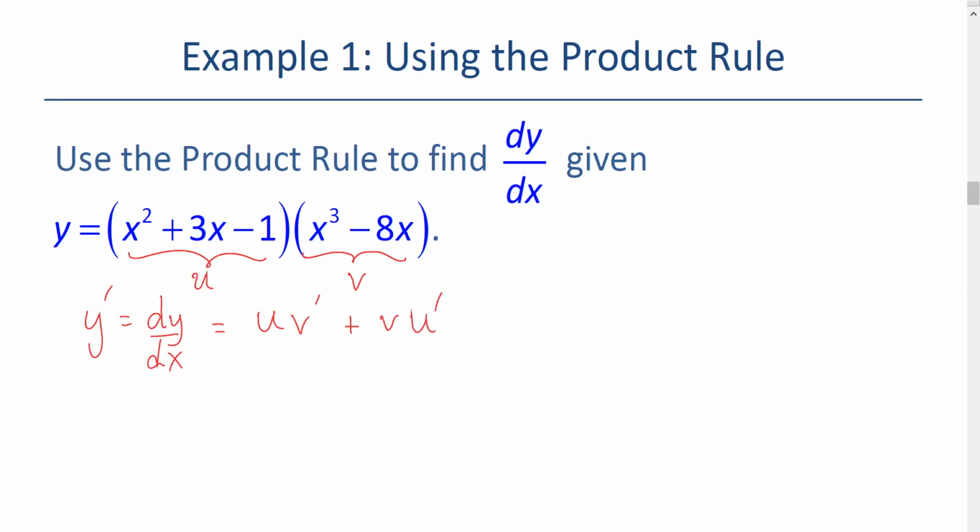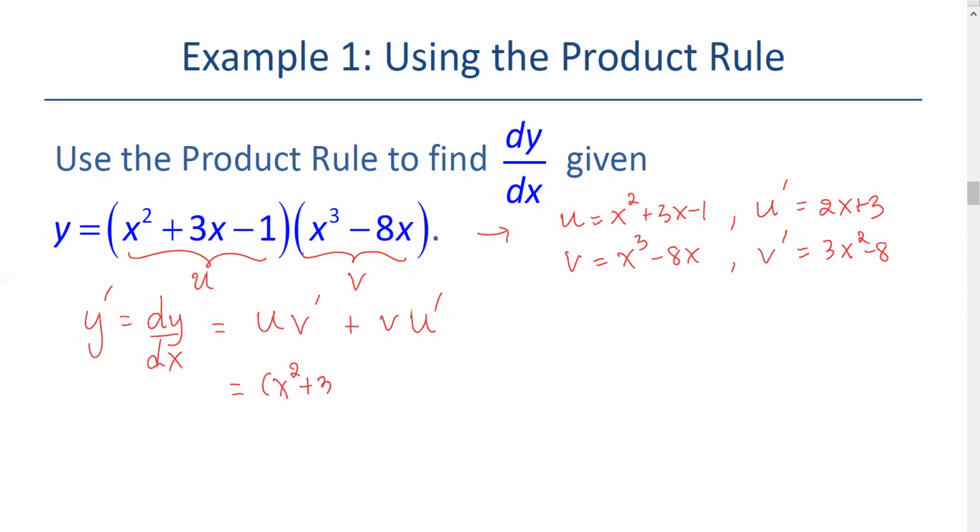In our case, u is x squared plus 3x minus 1. Therefore, u prime will be 2x plus 3. And v is x to the third minus 8x. Therefore, v prime is 3x squared minus 8. And then substitute u, u prime, v, and v prime into the product rule formula. The u is the quantity x squared plus 3x minus 1 multiplied by v prime, which is 3x squared minus 8, plus v, or x to the third minus 8x, multiplied by u prime, or 2x plus 3.